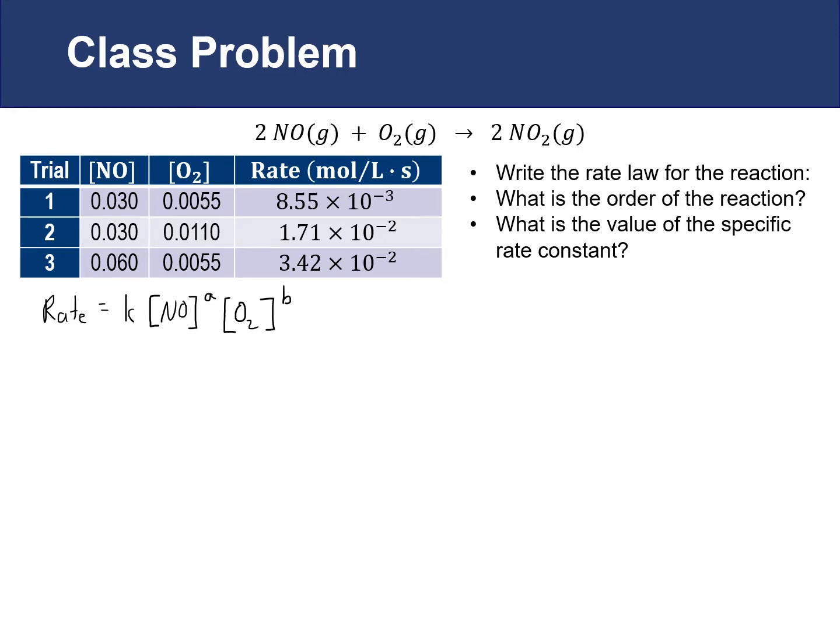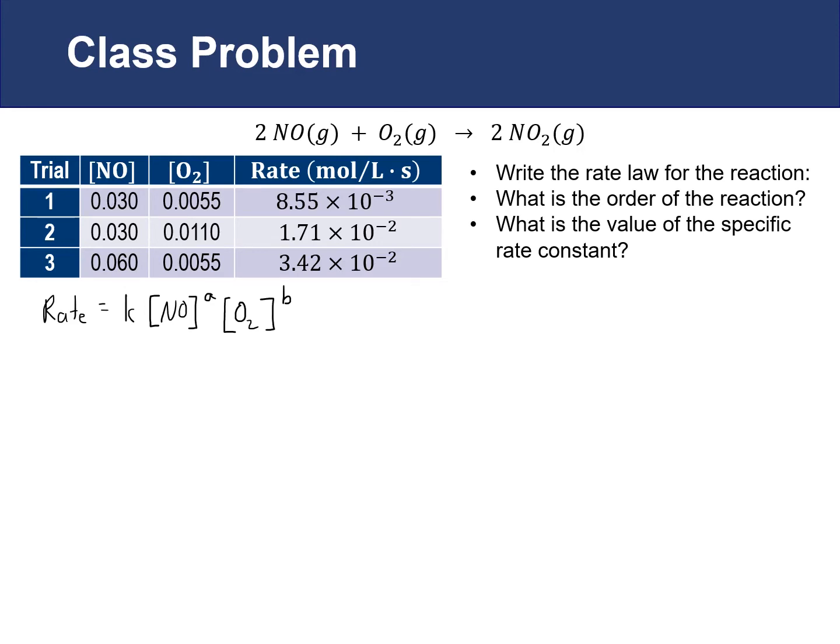So we need to know what K is, we need to know what A is, and we need to know what B is. We want to know the order of the reaction, so that is A, B, and then the order of the overall reaction is A plus B. And we want to know the specific value for the rate constant, so we need to figure out what K is equal to.